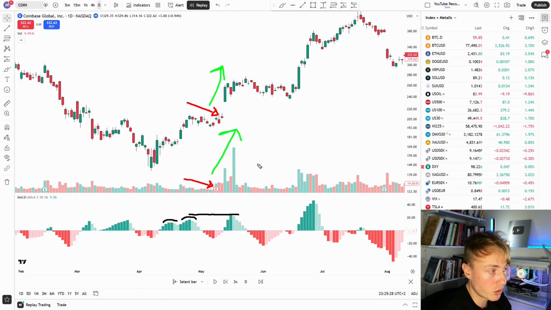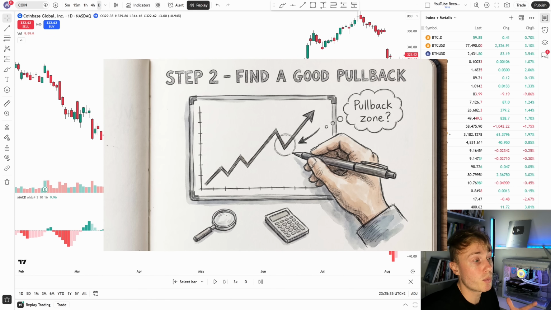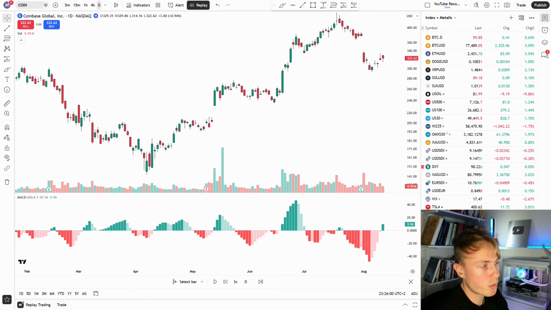So okay, good. Now we know that we have a good impulse, and this leads to step 2 of the strategy, where we look out for the pullback. What we're looking out for in pullbacks is basically also 2 things. First of all, we don't really worry about the MACD in this strategy. We don't really worry about the MACD in pullbacks.